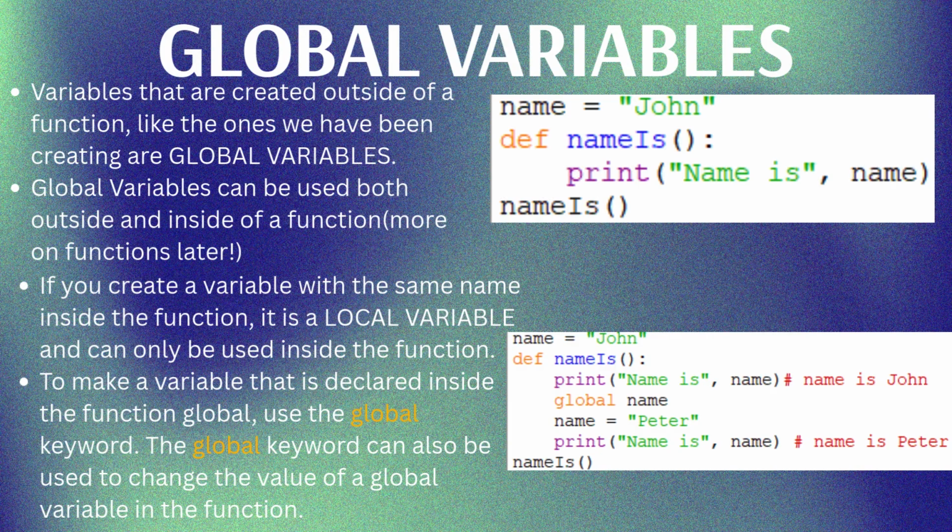Now, the global keyword can be used to change the value of a global variable inside the function. So let's say I have a global variable that is outside the function. Let's say I have name equals John. Then inside my function, I can have global name, and then I can change the value of that variable into something like Peter.